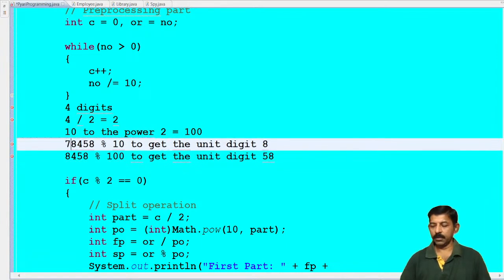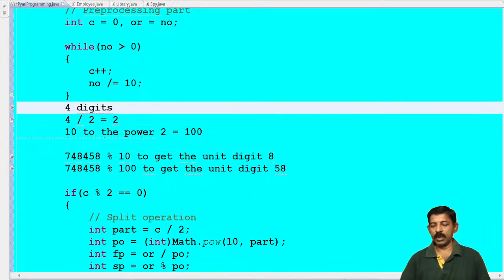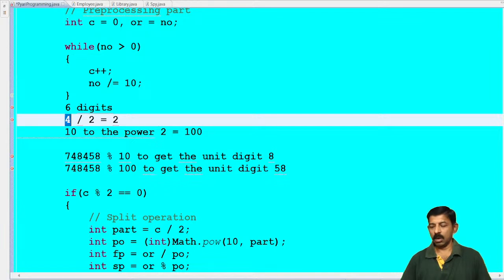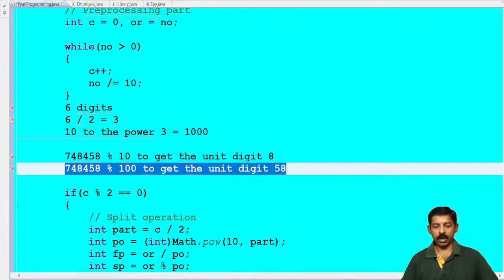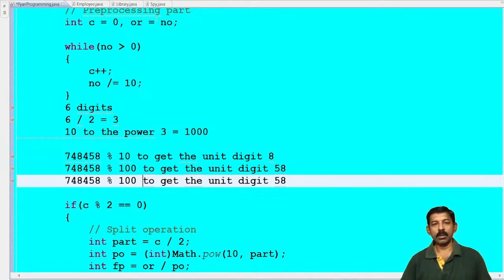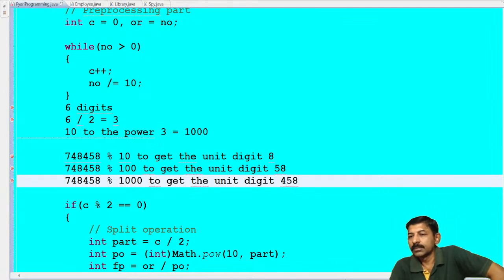Now suppose the number is having six digits: 1 2 3 4 5 6. So how many digits we have? Six digits. Now 6 by 2 is 3, so that means I need to make 10 to the power 3 to make it 1000. Now why 1000? Again look at over here, I will modulo 1000 to get 458. Now understood? Now everyone understood?